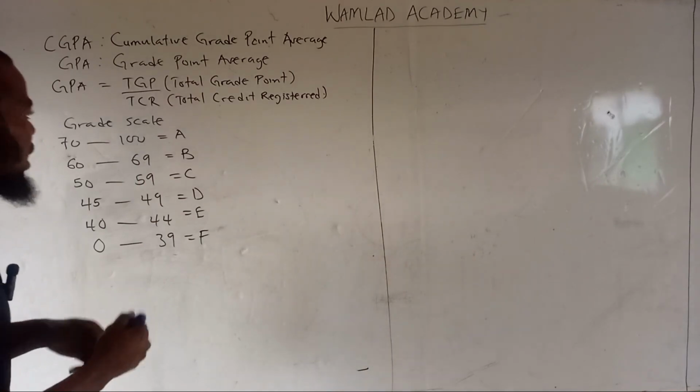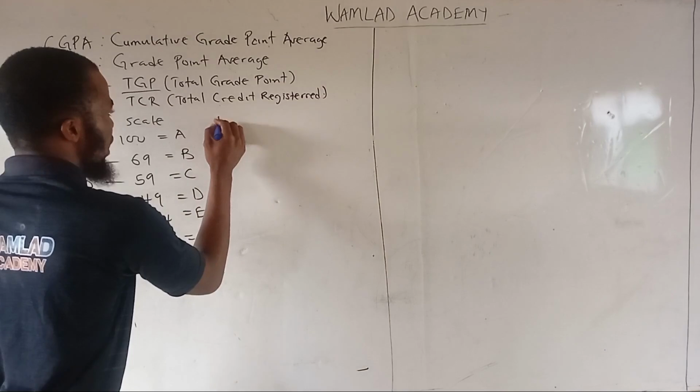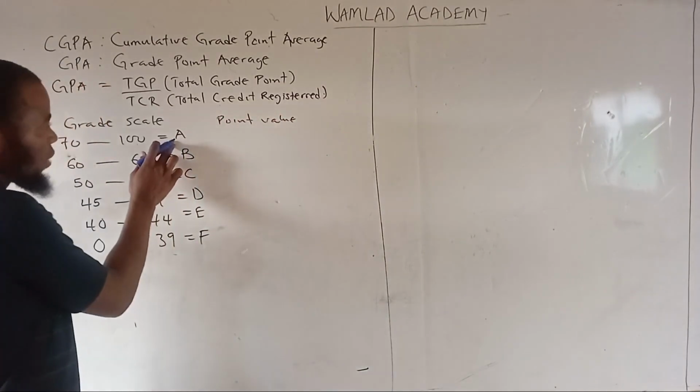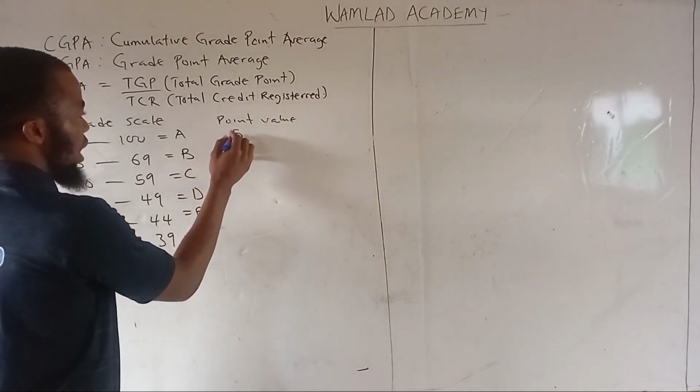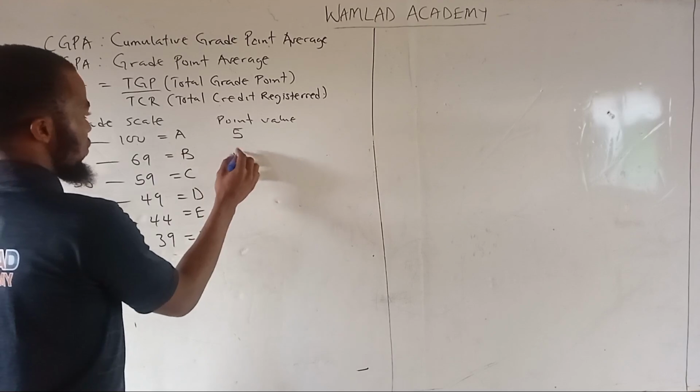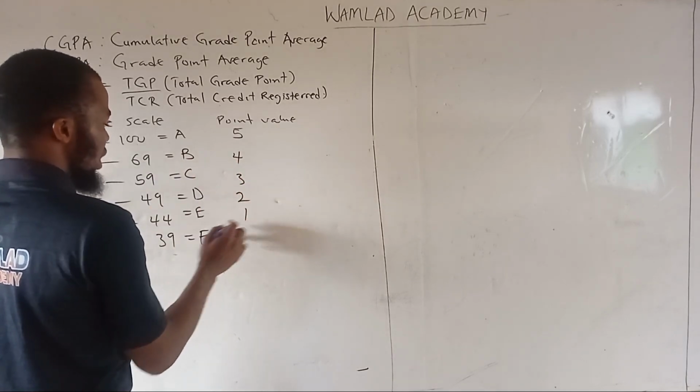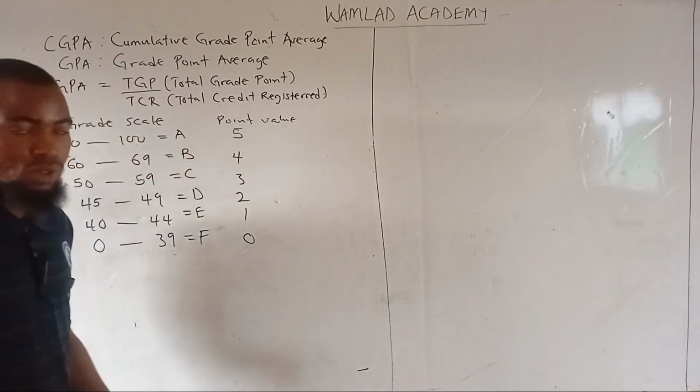Now, each grade has its own points, which we call the point value. If you have A, you have 5. B is 4. C is 3. D is 2. E is 1. And F is 0.